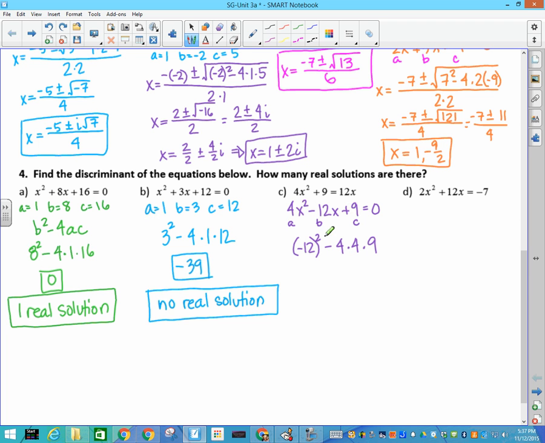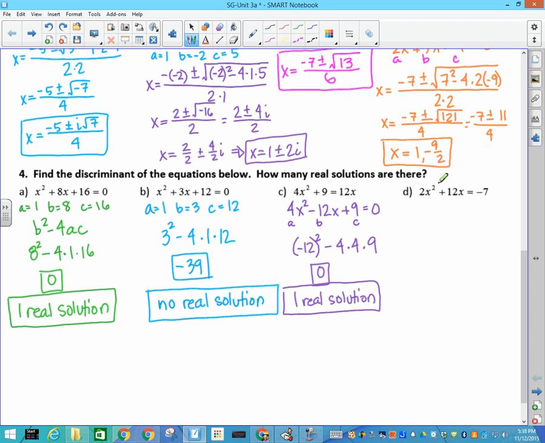And that is 144 minus 144, which is 0. And as we just had over here, that means that we have one real solution. All right.